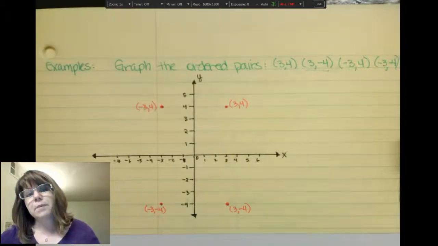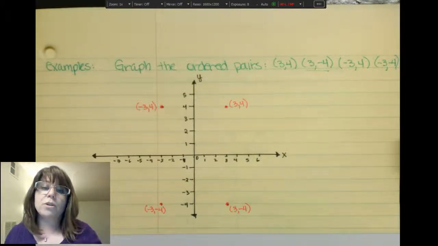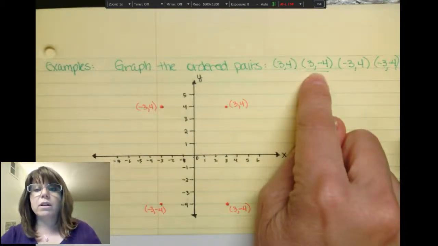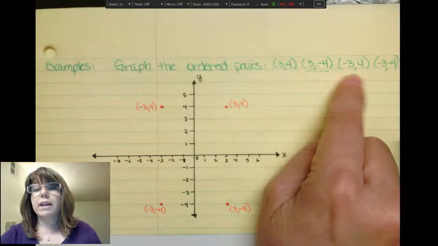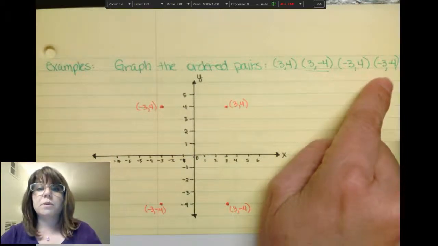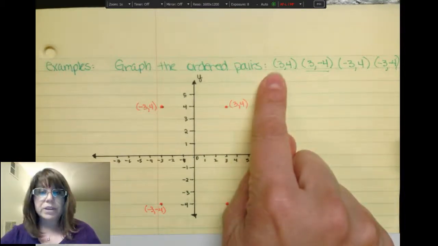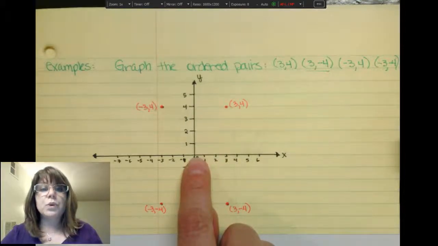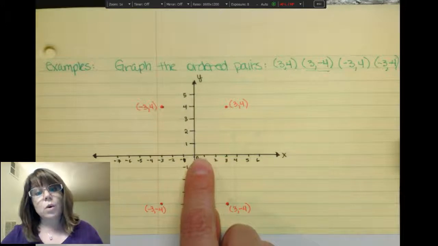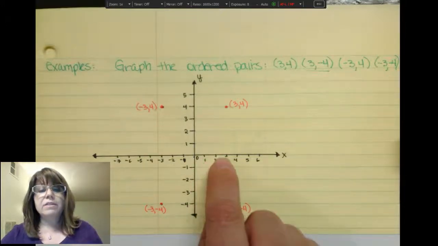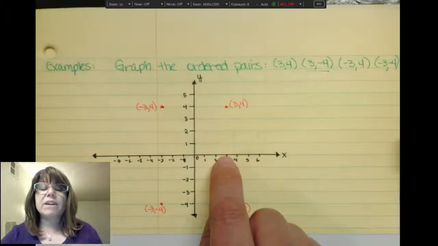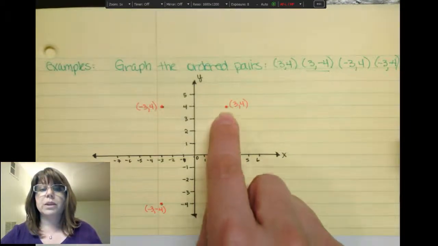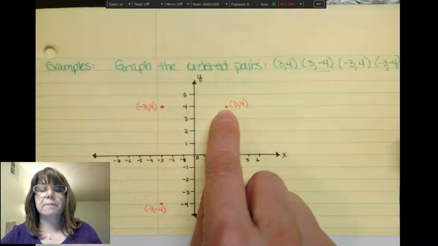So let's see an example. We want to graph these four ordered pairs. One is (3, 4). Next is (3, -4). Next is (-3, 4). And the last is (-3, -4). For the first pair, this is how we do it. We start at the origin, and the x value is 3, so I move 3 in the positive direction: 1, 2, 3. From this point, my y value is 4, which is positive, so I move up 4: 1, 2, 3, 4. And that is my point (3, 4).